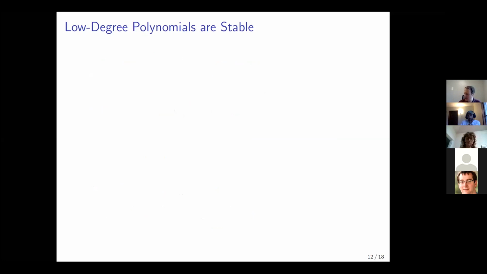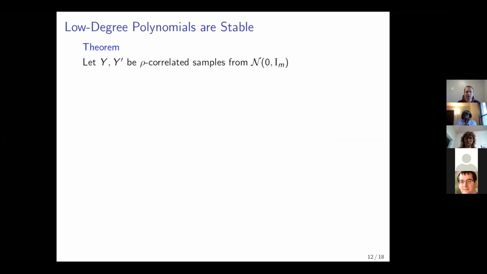So let me now talk about those two ingredients of the proof separately. The first one is this fact that low-degree polynomials are stable. So what exactly do I mean by this? Well, let's imagine that y and y prime are two Gaussian vectors that are rho-correlated. Rho-correlated just means that the covariance between the two of them is rho times the identity. These are m-dimensional vectors. And for our purposes, we're going to imagine this rho being pretty close to 1. So they're actually very well correlated. You can think of y prime as just a small perturbation of y.